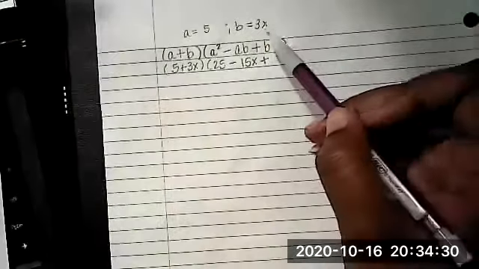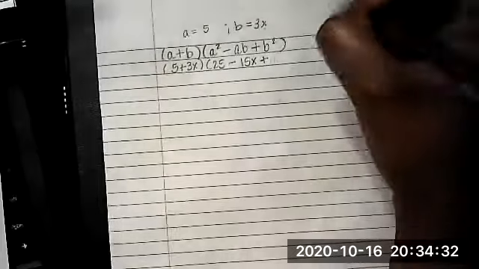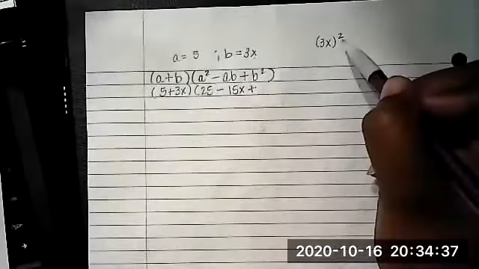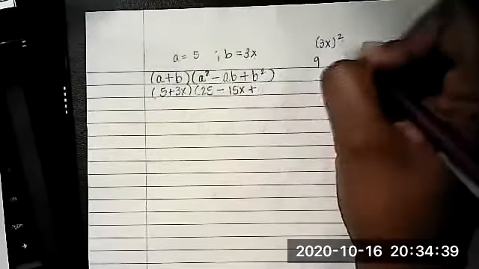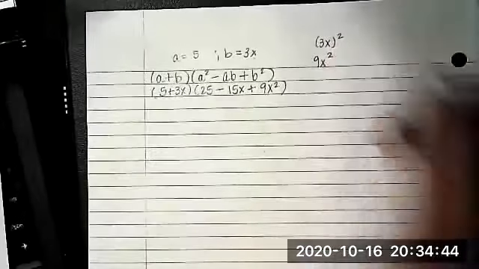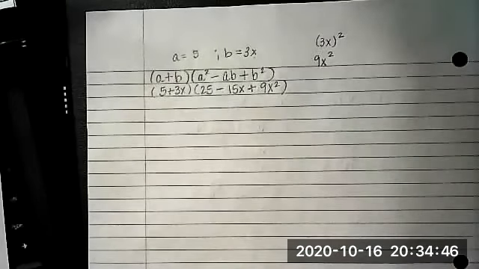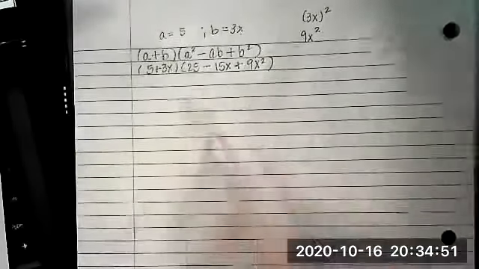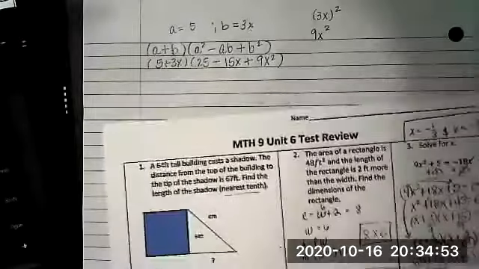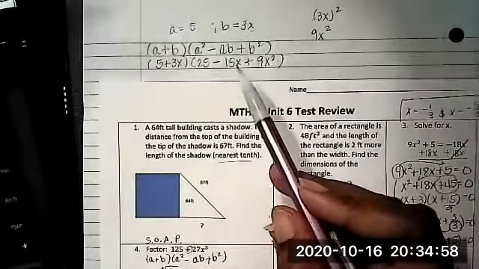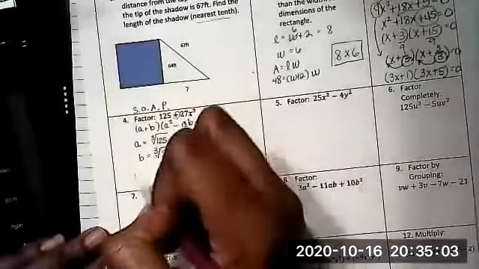Plus, now how do you do 3x squared? It'll be 3 squared, which is 9, and then x squared. So this becomes 9x squared. Okay? And that is your answer. They just want you to factor it. You have to know the rules for factoring a cube, and that's it. So that is your answer there. Okay? 5 plus 3x, and then 25 minus 15x plus 9x squared. That'll be your answer for number 4.